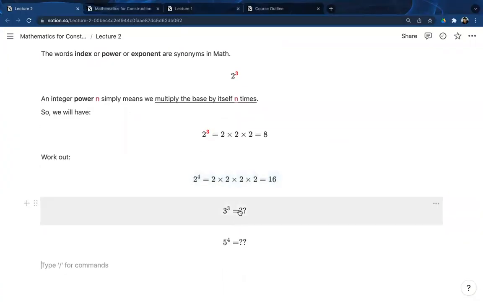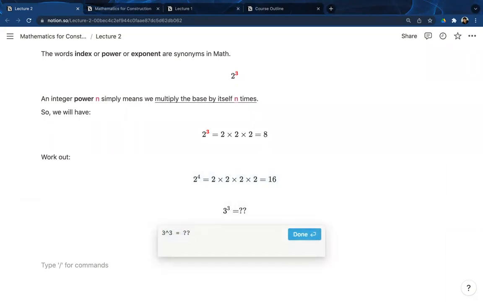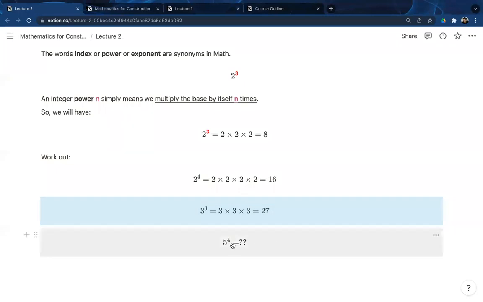So 3 cubed, what is 3 cubed? 3 times 3 times 3. 3 3s are 9, 9 3s are 27. So that's the answer for that.